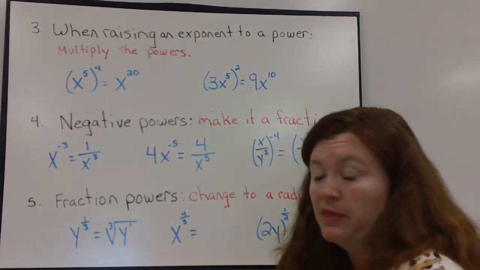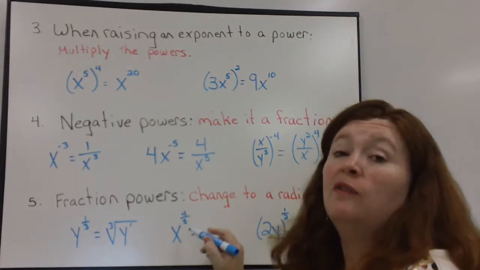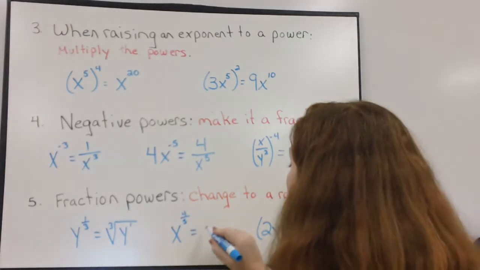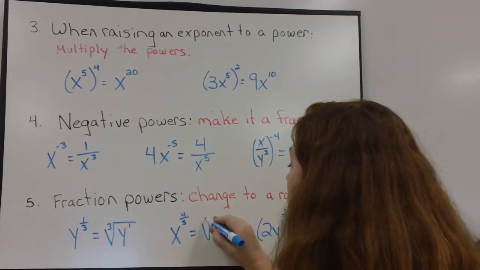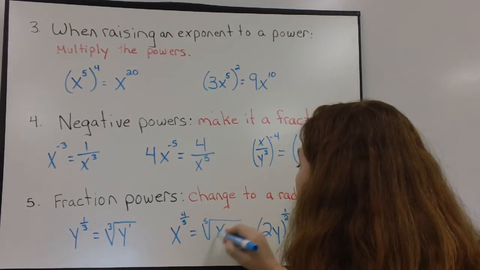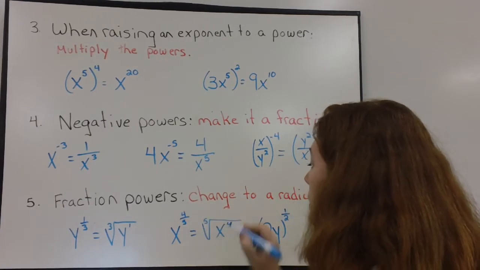Same thing. This is a 4 over 5 power. So what goes in the little nook? The 5. And then I still just have an x raised to the 4th power.